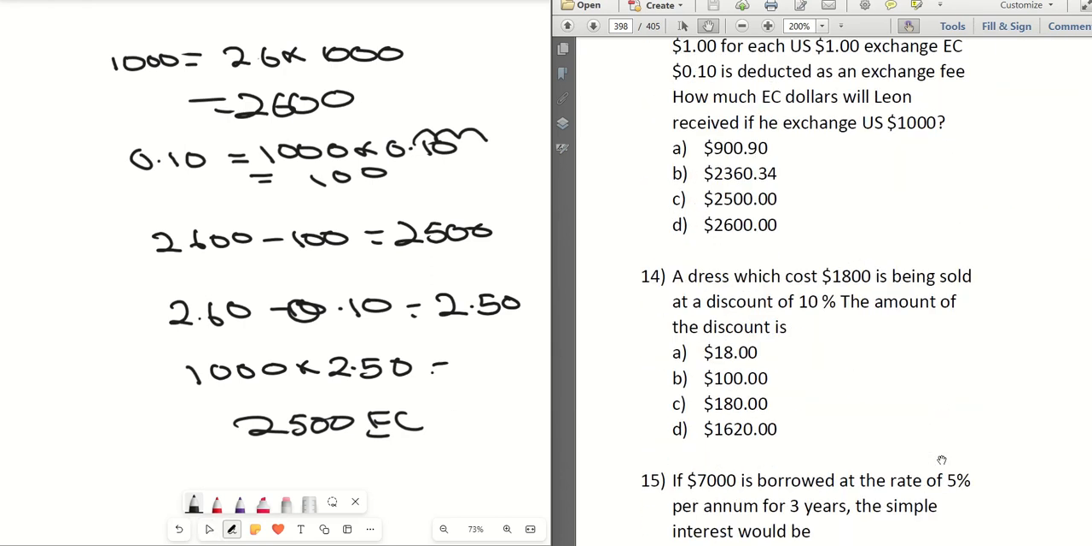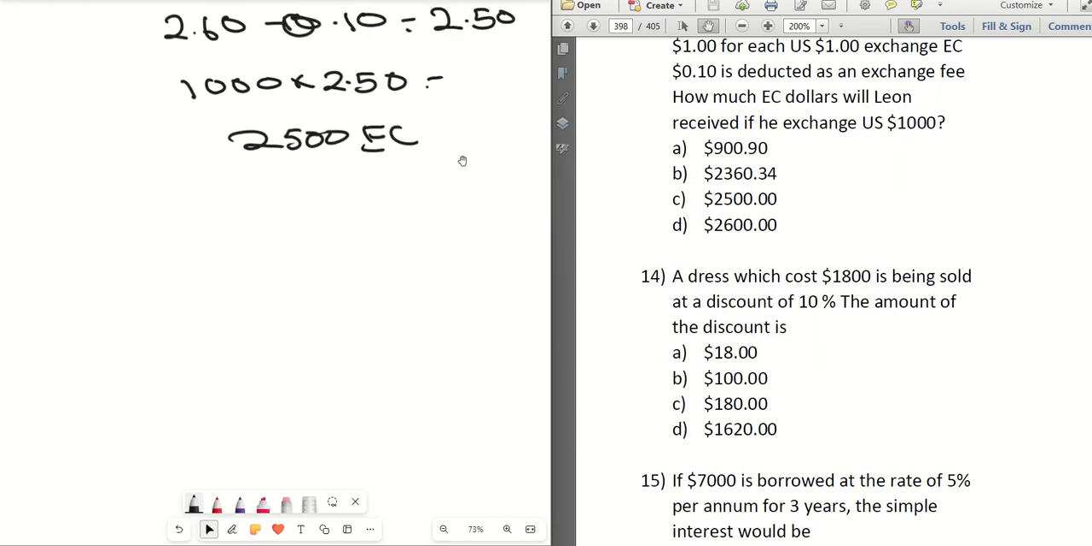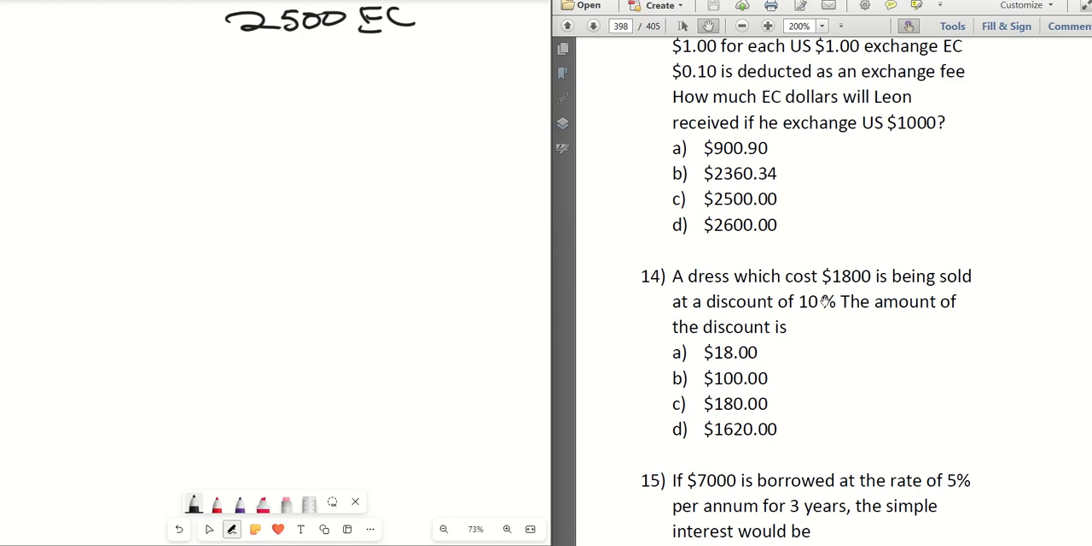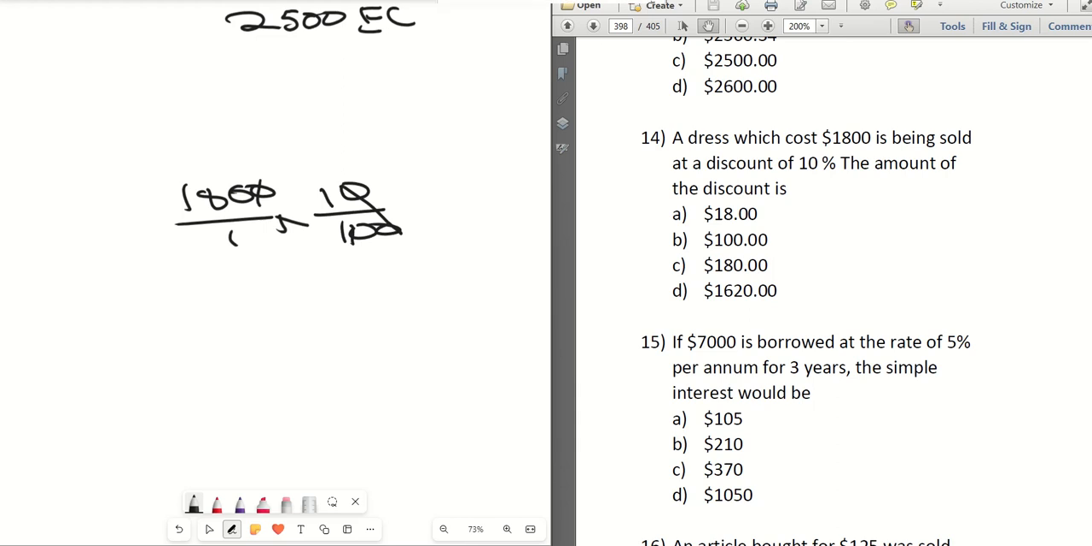All right, let's look at number 14. A dress which costs 1,800 is being sold at a discount of 10%. They're asking you not the discounted price, they're asking you how much is the discount. That's 1,800 over 1 multiplied by 10 over 100, cross out the zero. You see the answer is 180, which again, number 14 would be C. So how I'm doing this question is how you should be doing it, right? You shouldn't be taking too long.